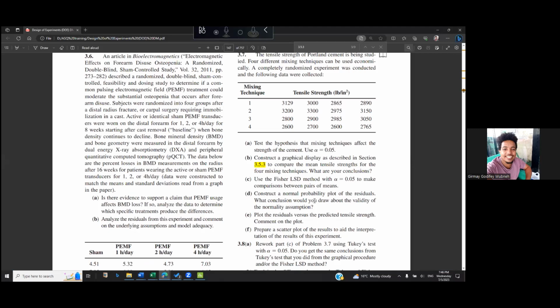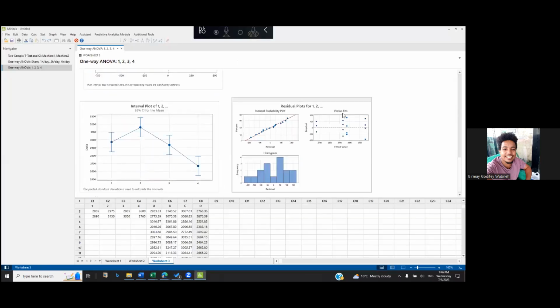Next, construct a normal probability plot of the residuals and state your conclusion.